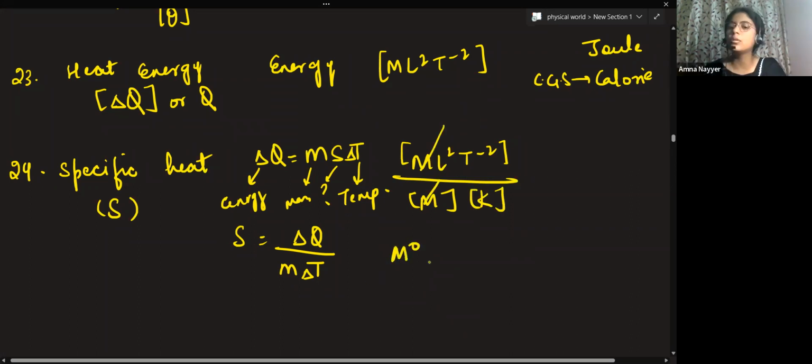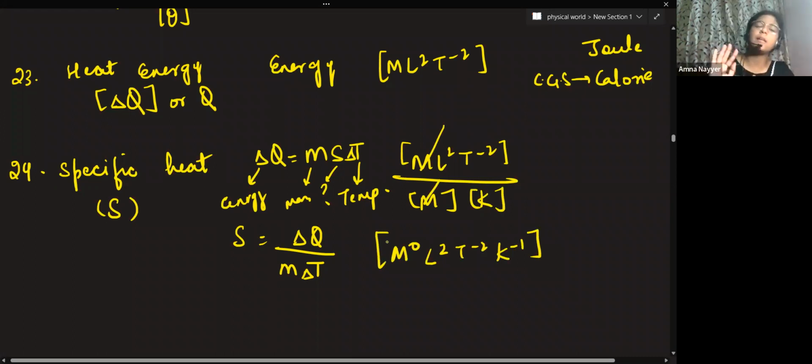M to the power 0 is there. L to the power 2 is there. T to the power minus 2 is there. You have one additional K to the power minus 1. So fundamental quantities can be written.